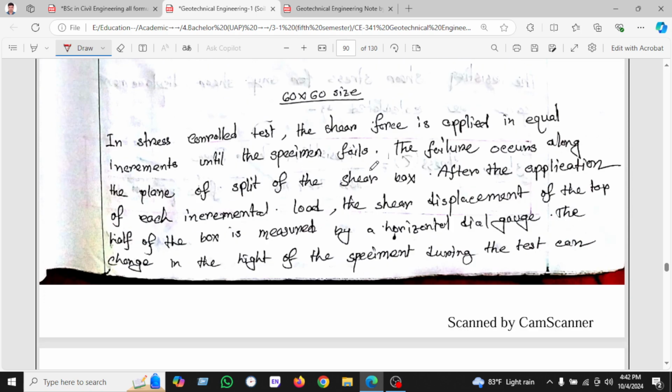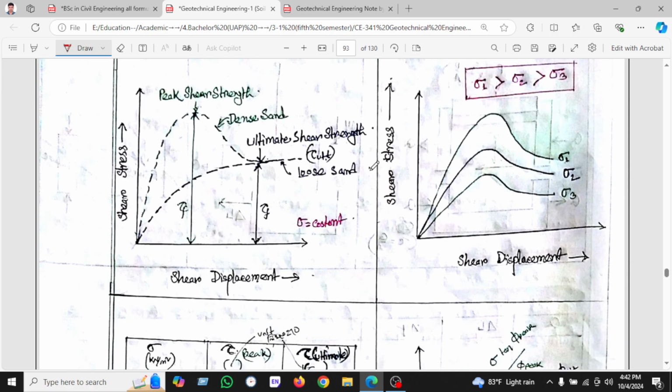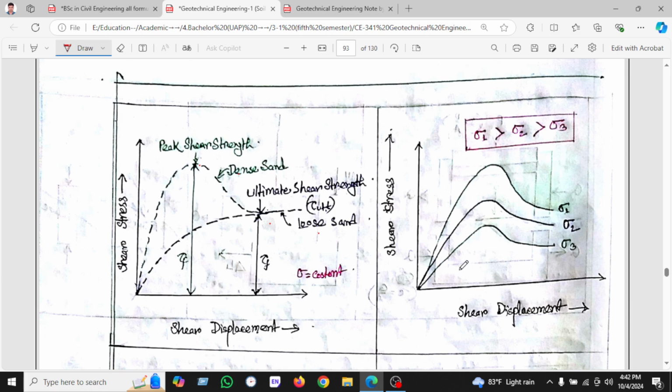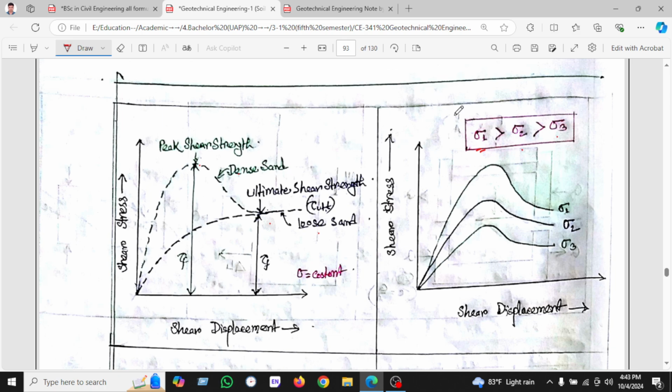The profile is given here, I am not explaining. For direct shear also, we have to stress this graph. The shear stress is on the y-axis, and shear displacement is on the x-axis. Peak shear strength is given here, and dense sand ultimate shear strength is here, and loose sand is given here. So we have to see another graph, where sigma 1 is greater than sigma 2, which is greater than sigma 3. That's why I have said that sigma 1 will be on the right side, this way.